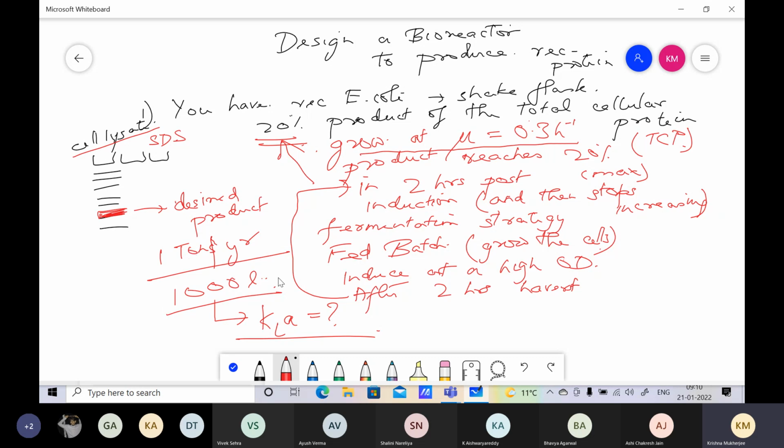This is a very simplified design problem. The real design problem would be obviously much more complex in actual industry, but this is the kind of problem that we face when we are told in industry to design a reactor for production of recombinant protein. So one of the first questions they will ask you, what is the size? Well, we decided that the size should be 1,000 liters.